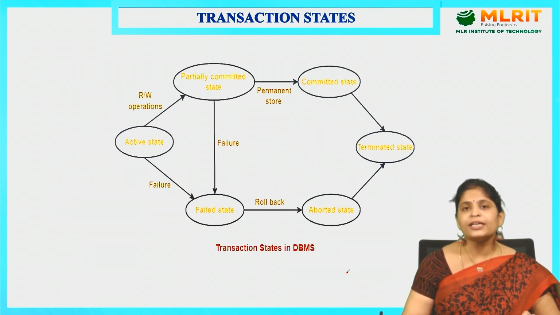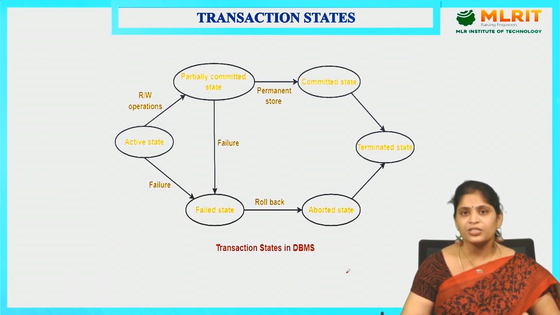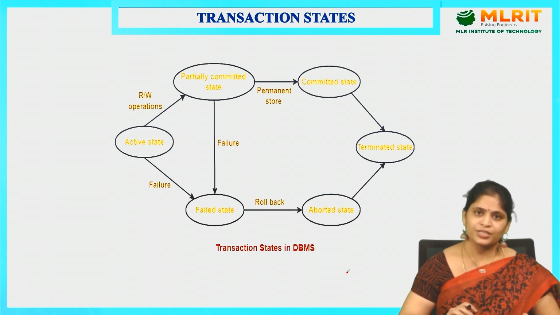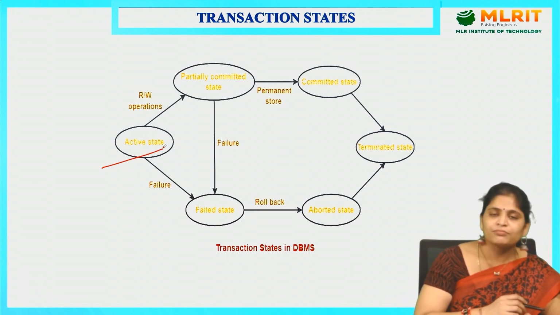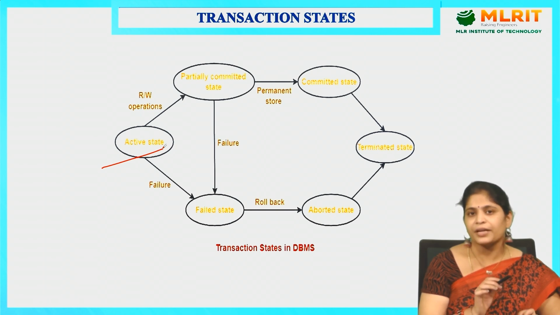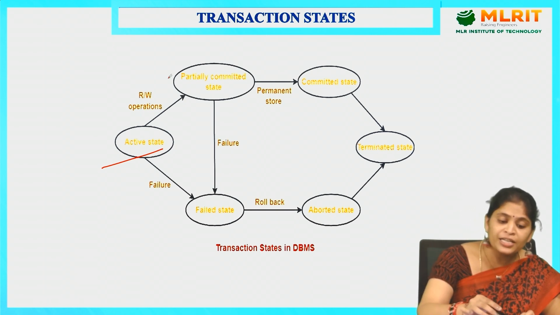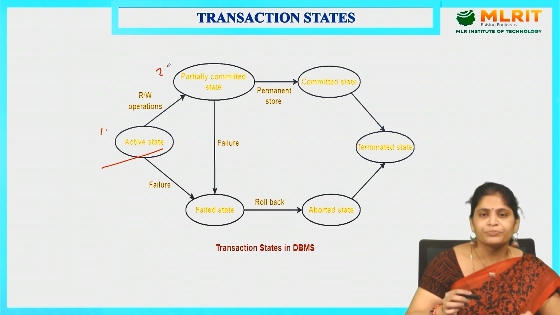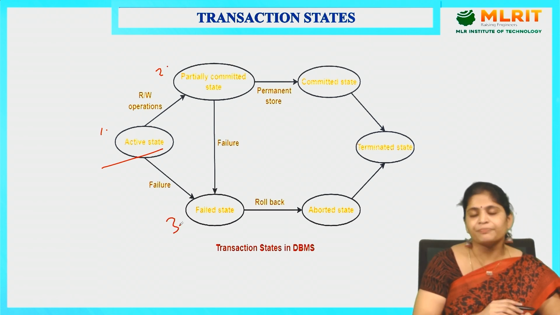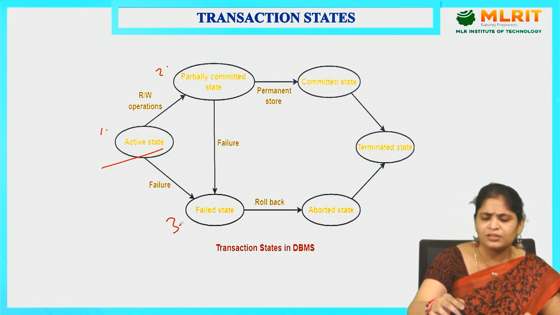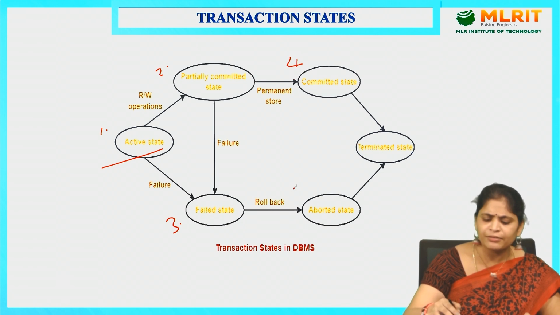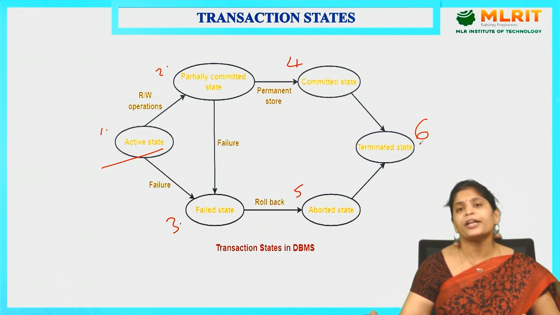Next, this is a very important concept, that is transaction states. Here we deal with 6 states of transactions. So what are those 6 states? Active state, the first state. Next, partially committed state. Next, failed state. Next, committed state, abort state, and the last, final state is terminated state.